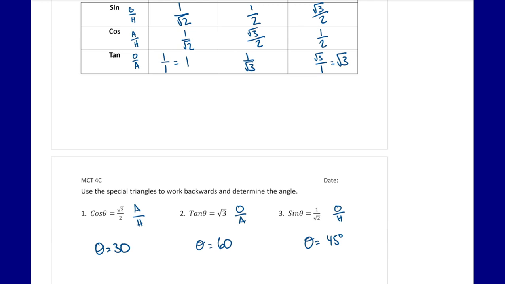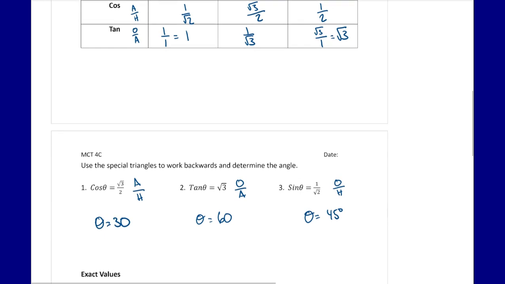So really, that's all we're doing. We're just looking for a certain combination of specific side lengths to then help us figure out the angles, right? So it only works for certain angles and certain measurements. That's why they're called the special triangles.